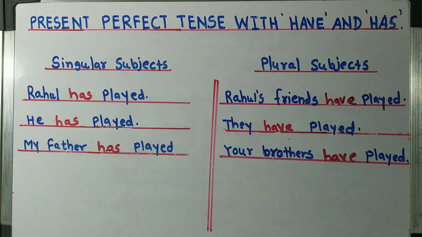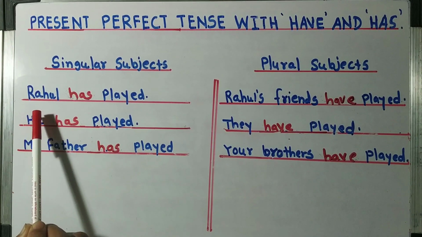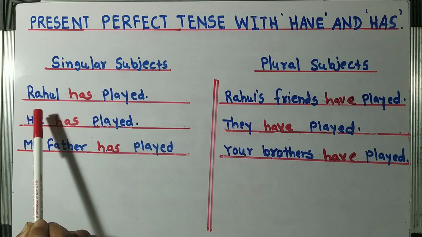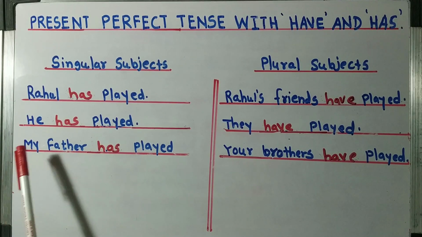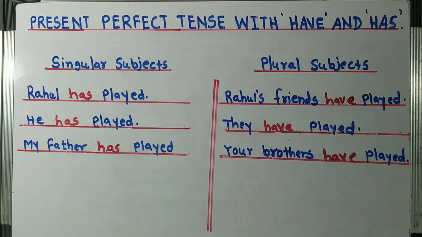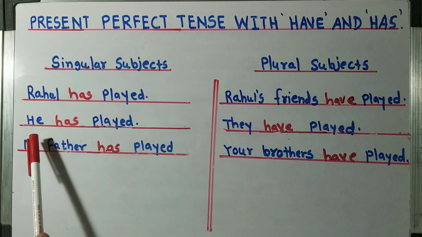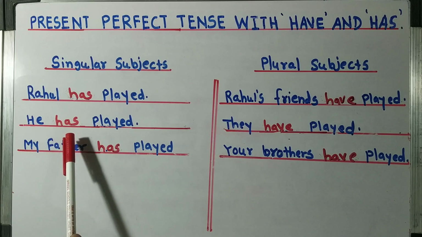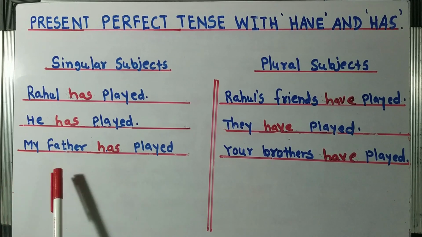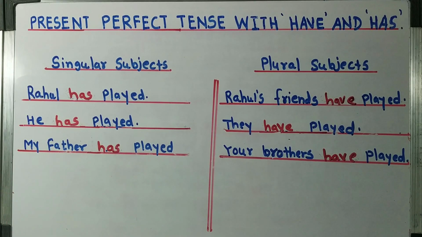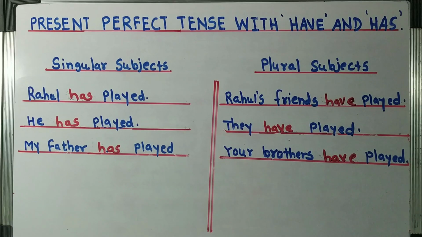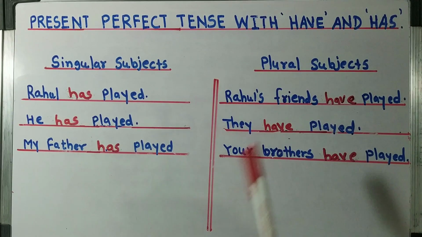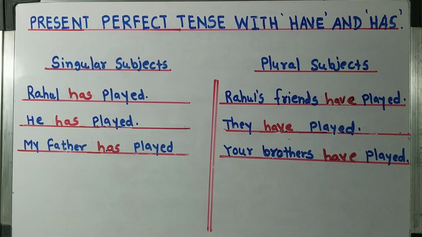Rahul has played. In this example, the word Rahul is a singular subject, and after that we have placed the word has. Next one, he has played. In this example, the word he is a singular subject, and after that we have made use of the word has. My father has played. In this example, my father is a singular subject, and after that we have made use of the word has. Now we will talk about plural subjects.